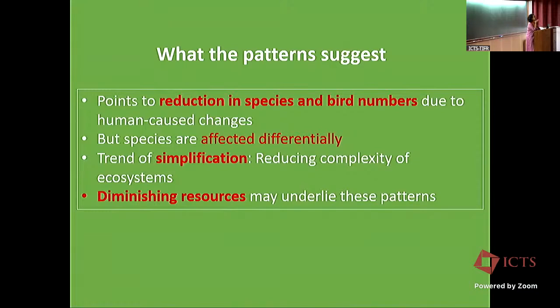Some species are affected drastically by habitat change. Other species are more adaptable. And that's why you have the NMDS graph where you see very different compositions of different land use types. There's also a trend of simplification of ecosystems, where you are reducing the complexity because of the way that we use the habitat. We are reducing the structural complexity as well as the species complexity of those areas. And one of the reasons this is happening could be diminishing resources in terms of trees and insects and so on.